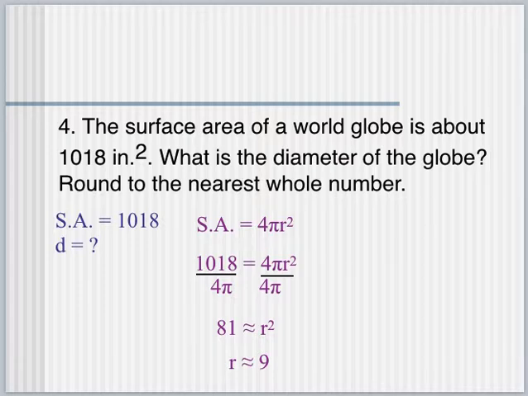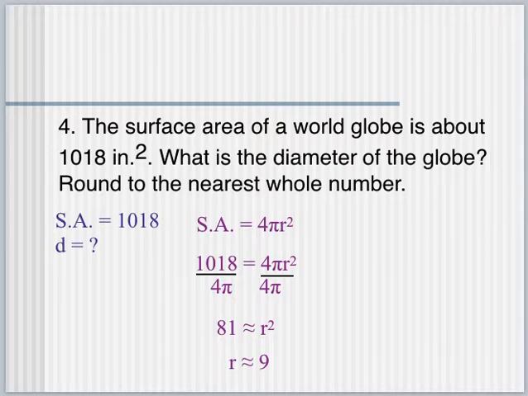Now, when you divide 1,018 by 4 pi, you get something pretty close to 81. And then to get rid of the square on the r, you would have to square root both sides. And when you square root 81, you would get 9. So now you know the radius is 9.